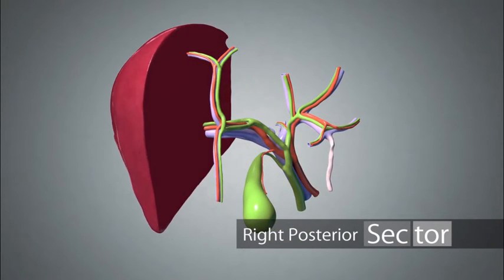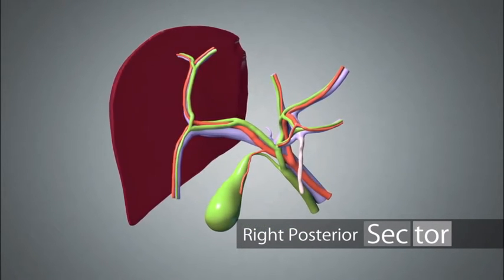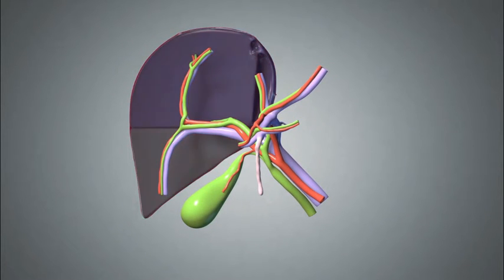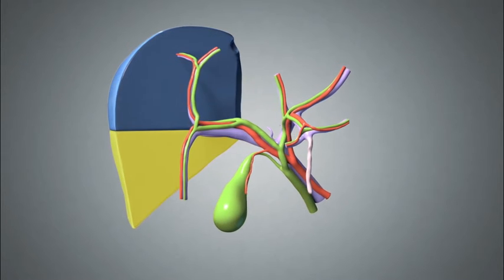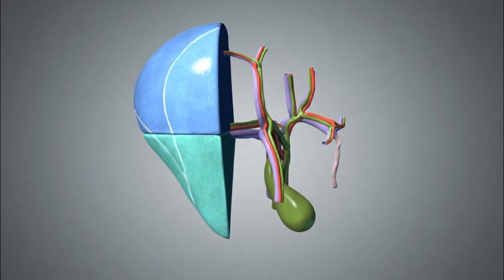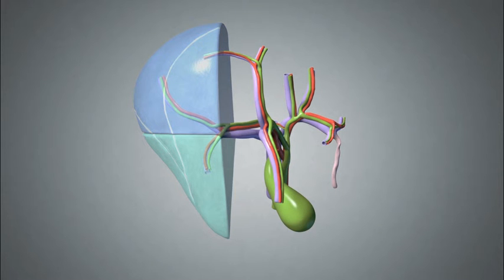The right posterior pedicle supplies the right posterior sector. The right posterior sector includes segments 6 and 7. The right posterior pedicle has 2 main branches that supply each of these segments.